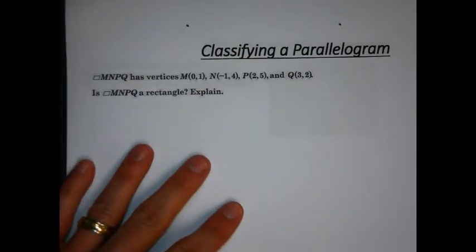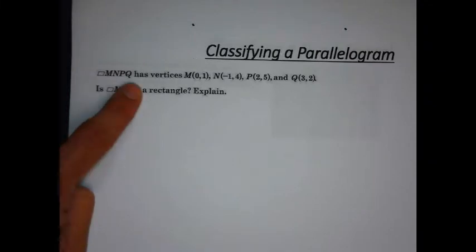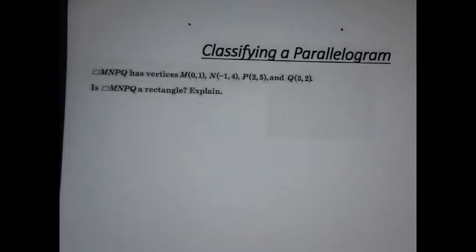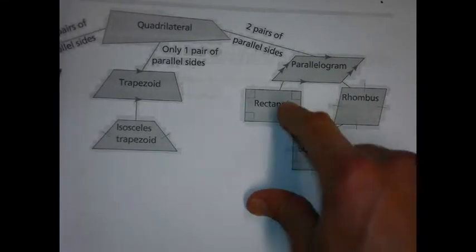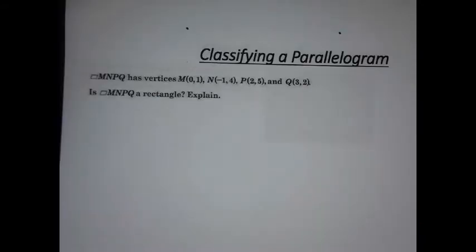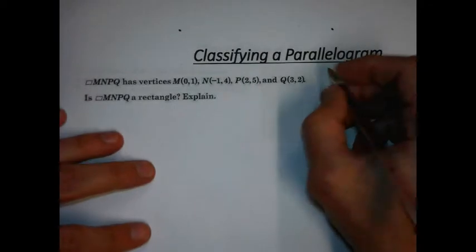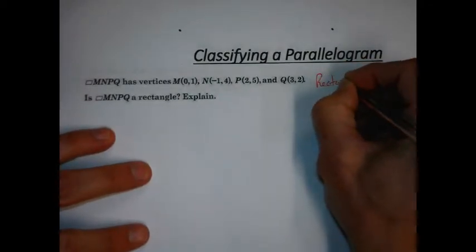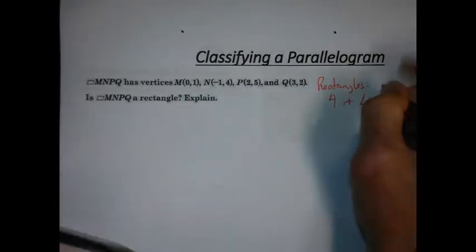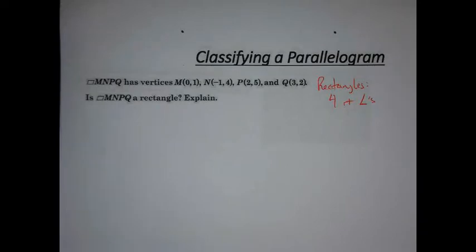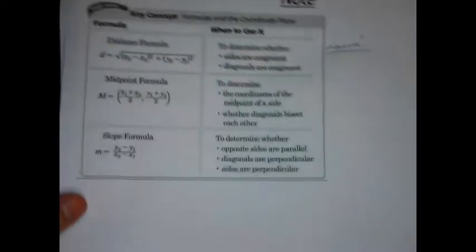So here's another one. Parallelogram MNPQ has these vertices. Is it a rectangle? Ooh, now we have to explain. Rectangle. What do we know about rectangles? Rectangles have 4 90-degree angles, okay? And they also have congruent diagonals. So what can we do? We can do a few things here. So we got to remember some stuff about rectangles. Rectangles means 4 right angles. So how can we tell if we have 4 right angles?